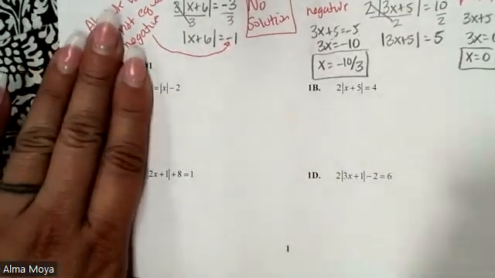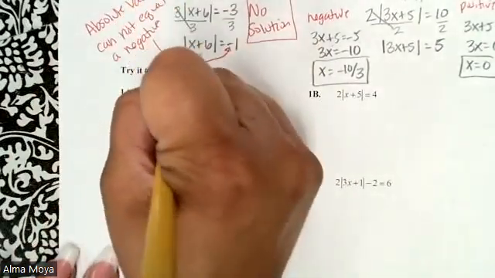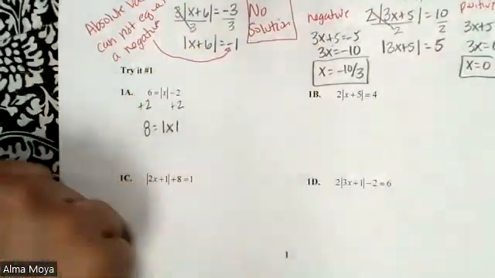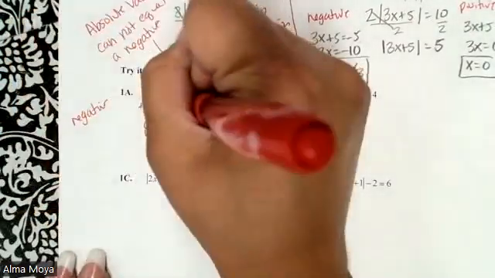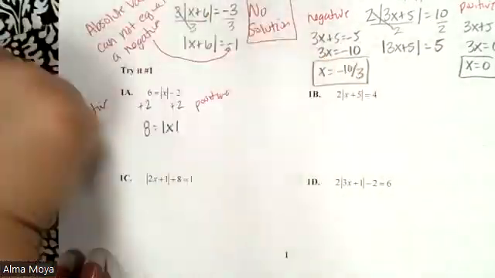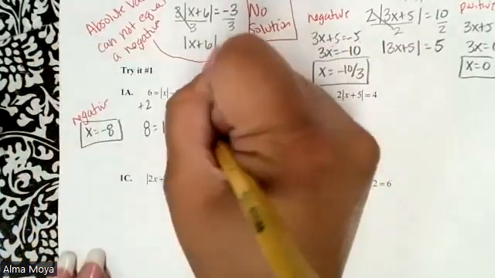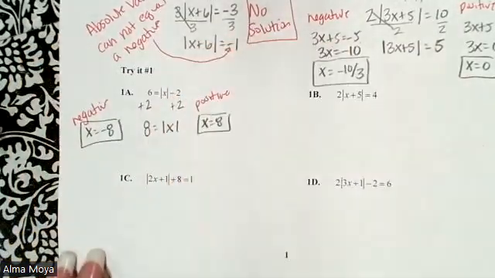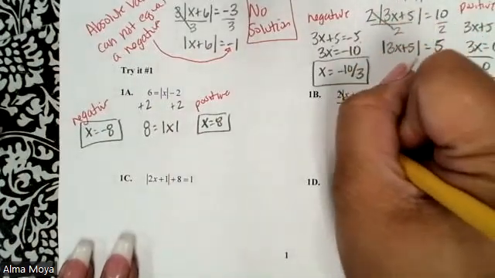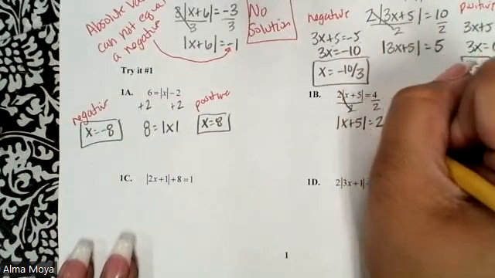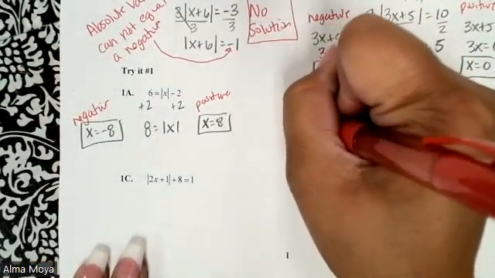So right here, I'm going to add 2. I need to have a negative side and a positive side. So this is going to be x equals negative 8. And this is going to be x equals positive 8. So those are my answers there. I'm going to divide by 2 first because I need to get the absolute value all by itself. Now absolute value will equal 2, so I have to do the negative, and then I have to do the positive.